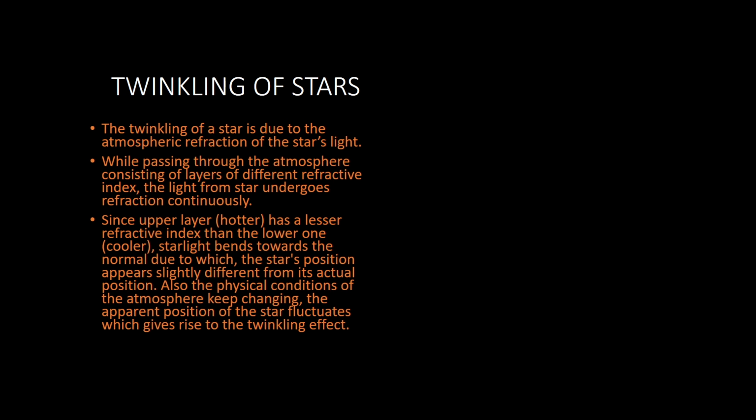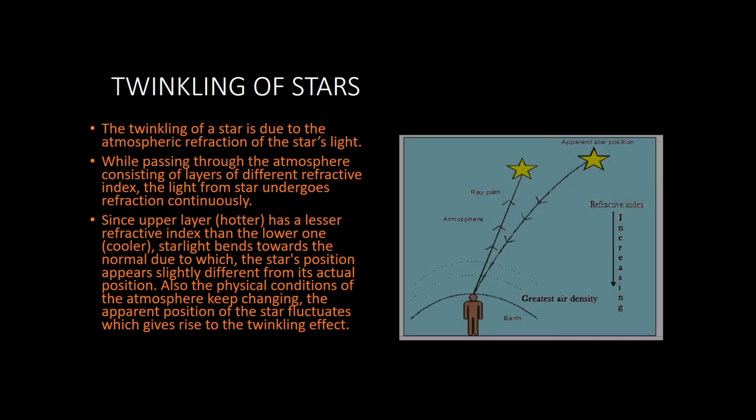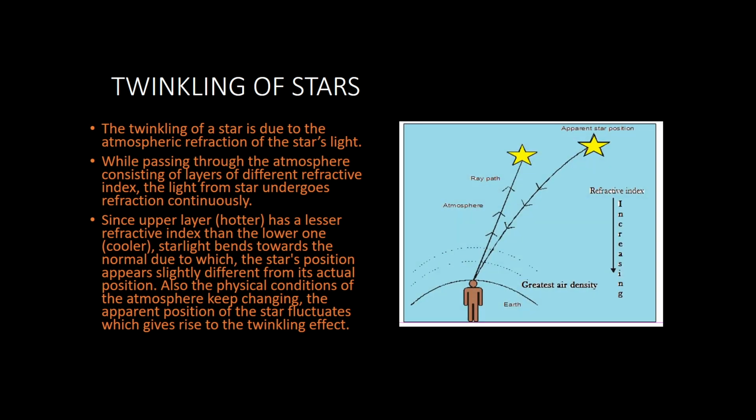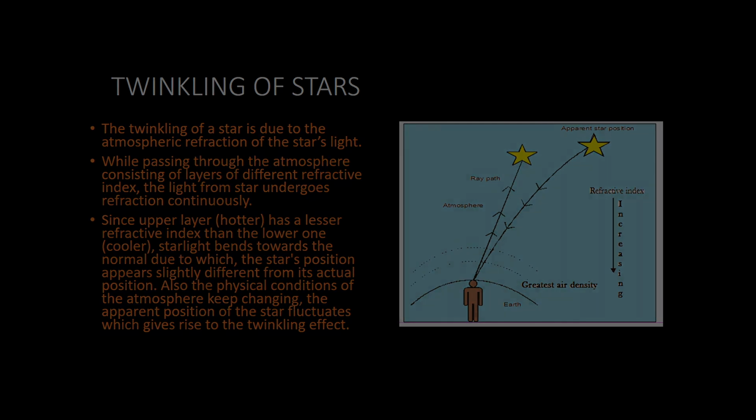starlight bends towards the normal, due to which the star's position appears slightly different from its actual position. Also, the physical condition of the atmosphere keeps changing. The apparent position of the stars fluctuates, which gives rise to twinkling effects.